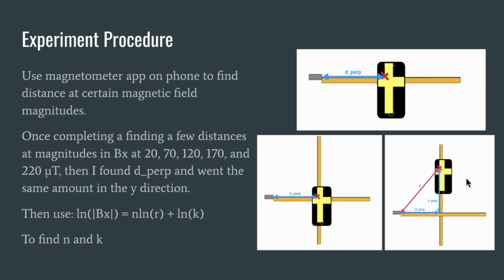So for this experiment, basically the procedure is that we use this app in order to find the distance, certain magnitudes of the magnetic field in this way here. And basically what we did was find a few distances with certain magnitudes, like the 20, 70, 120, 170, 220, and then found the perpendicular distance with 100 magnitude. And then the same thing, we went the same over and up in order to find the D there. And then we'll talk about this in the next slide, but this is the equation that will let us find n and k.